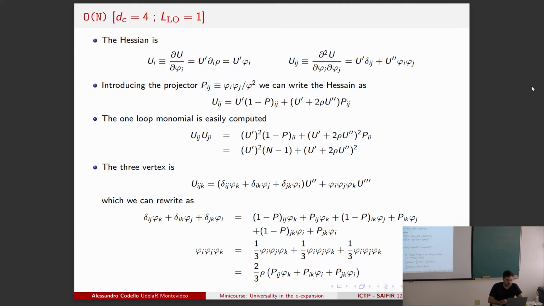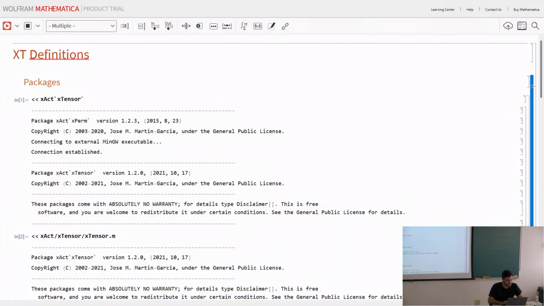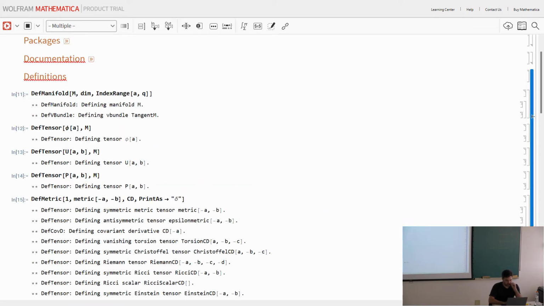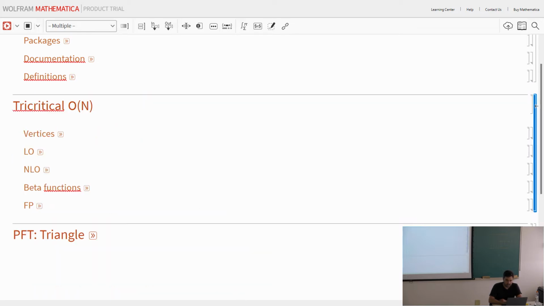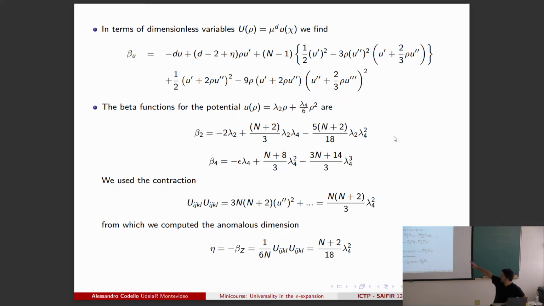So I normally do this with MathTensor. You install it, you make some definitions to make some manipulations, and then here I have now the 3-critical case. So this was the standard case that we did by hand.